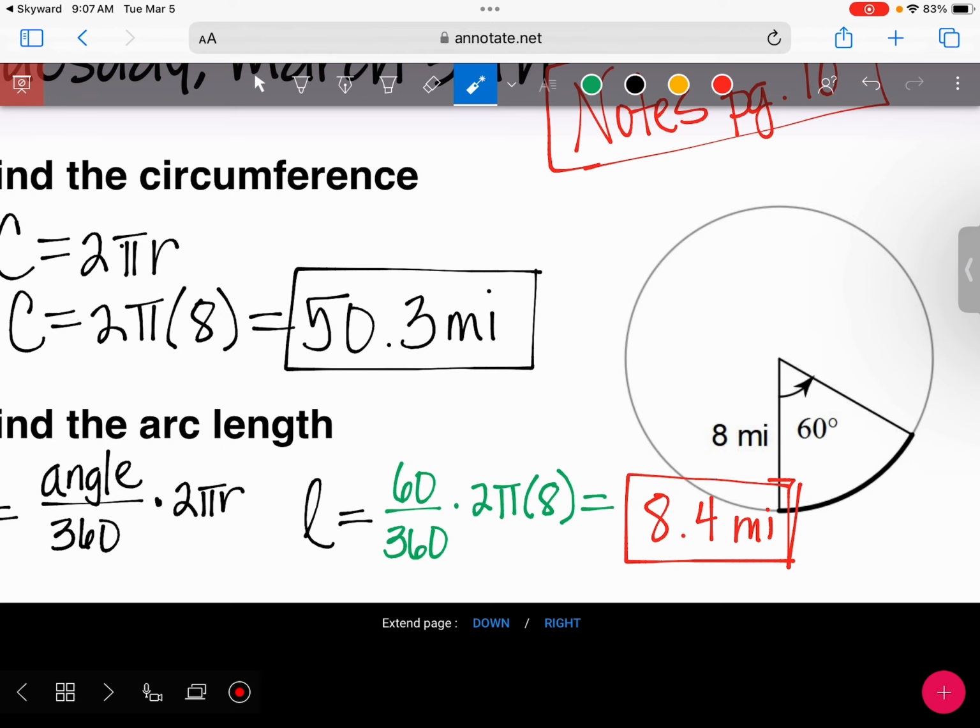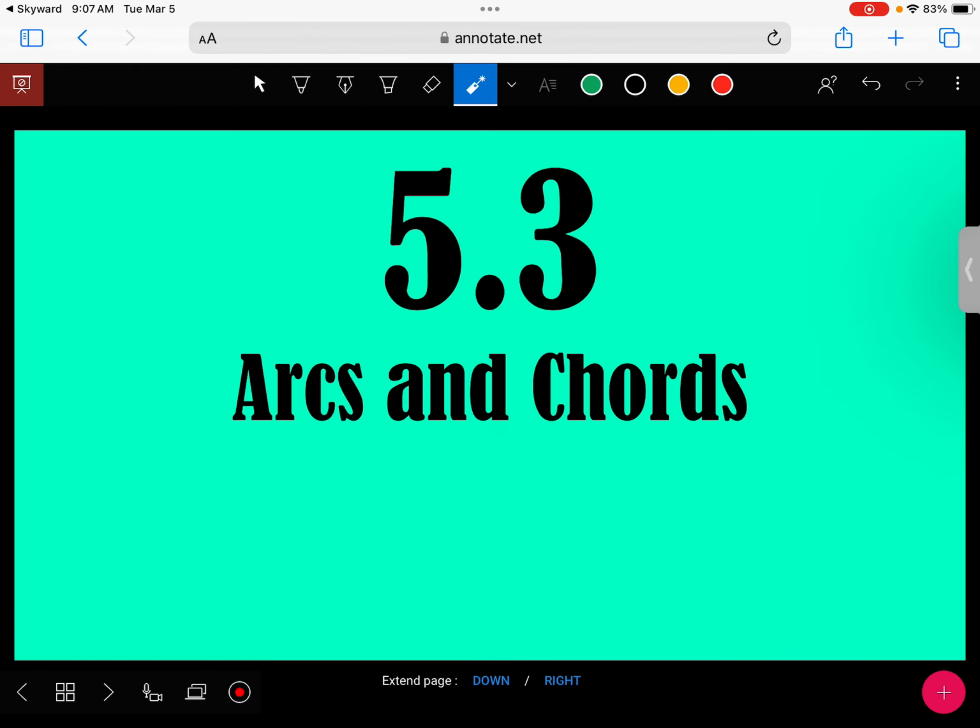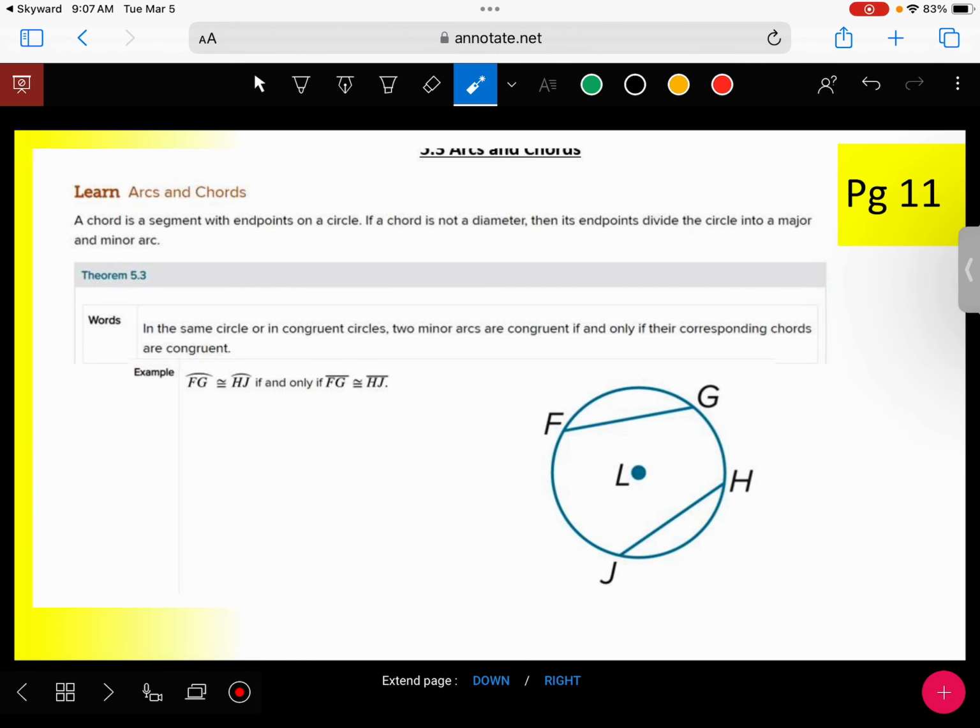So let's go to our notes. We're starting 5.3 today. 5.3 is about arcs and chords. Remember, a chord is a segment that goes from edge to edge. Okay, so go to page 11. And we're going to mark this diagram using some congruent symbols. So in your note packet, turn to page 11, the yellow packet.